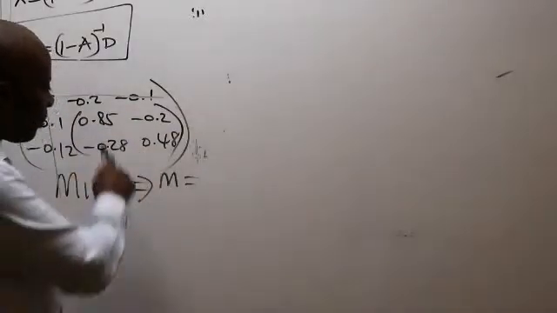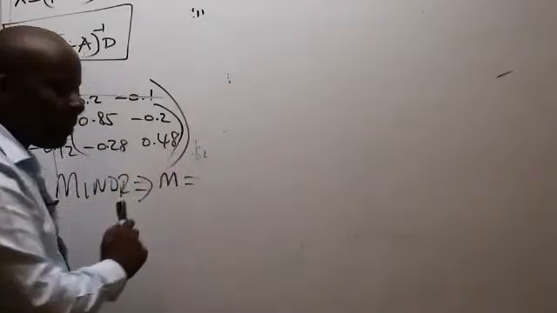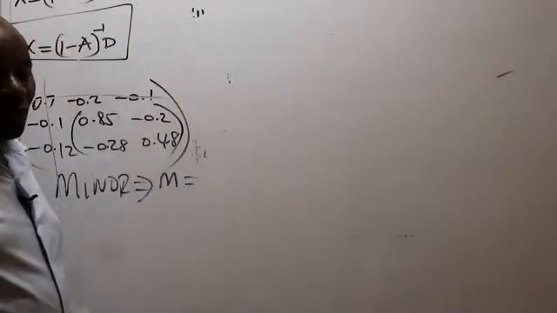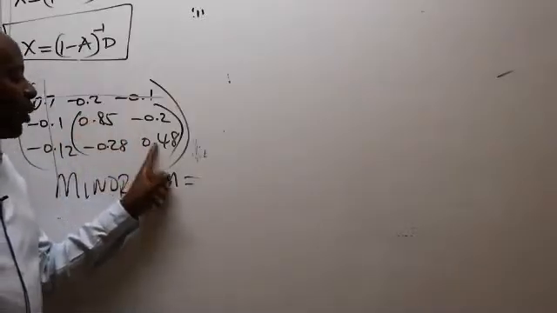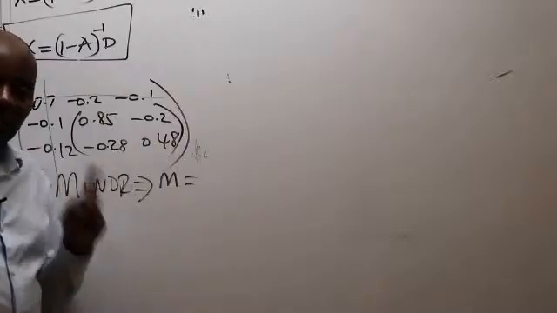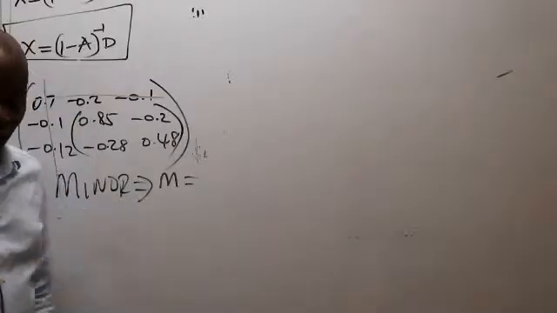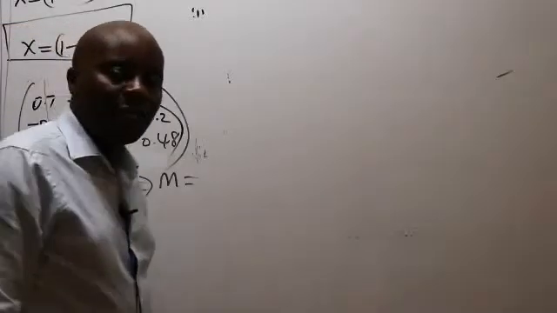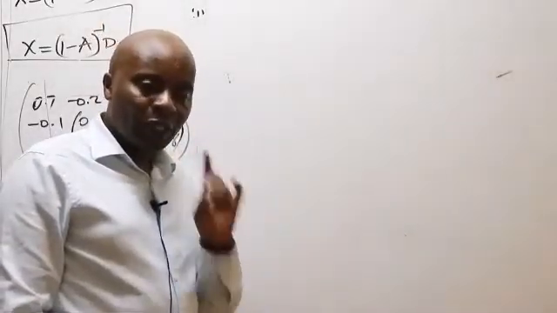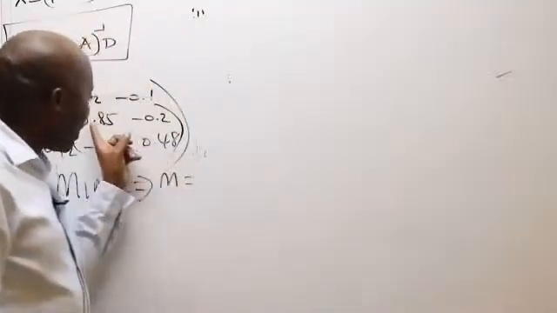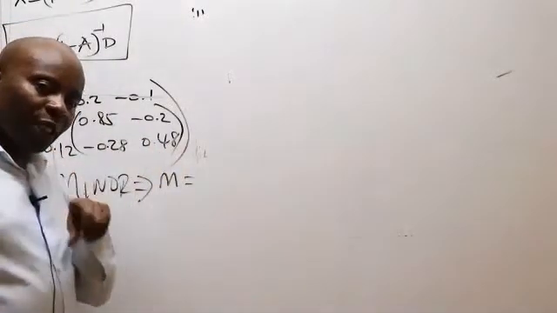Remember, determinant is product of primary minus product of secondary. Product means that I'm multiplying. So I take 0.85 times 0.48 minus, and remember that the secondary must always be put in brackets. So when you are getting the minor, we take the product of the primary minus the product of the secondary. The product of the primary is 0.85 times 0.48 minus open brackets always for the secondary.